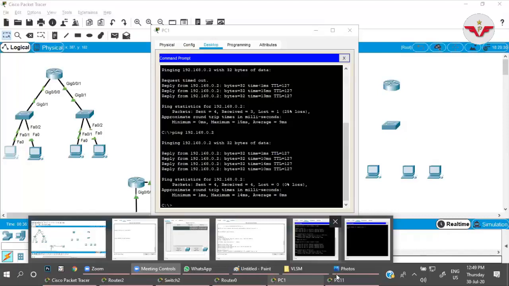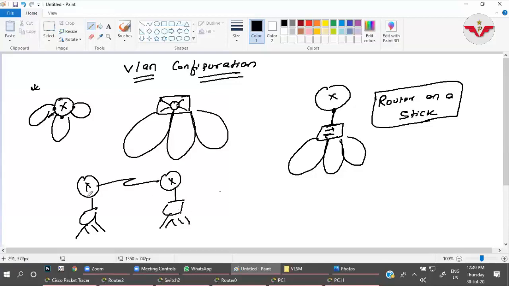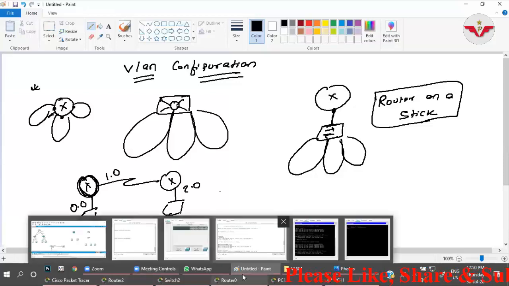Suppose, let me give you an example. If you have this router connected with a few networks and this router connected with a few networks, and this is connected, suppose here is the 0.0 network, here the 1.0 network, here the 2.0 network. This router knows about 0.0 and 1.0 because they are directly connected to it, right? If you check here, let me show you.